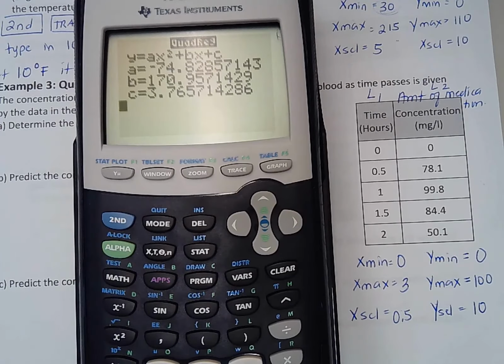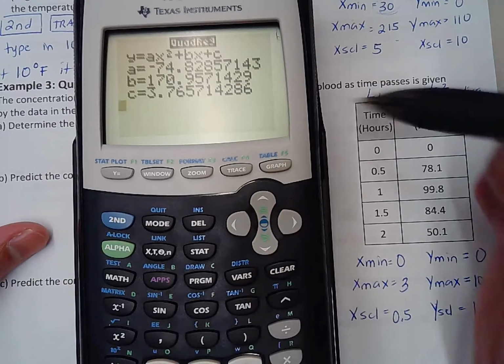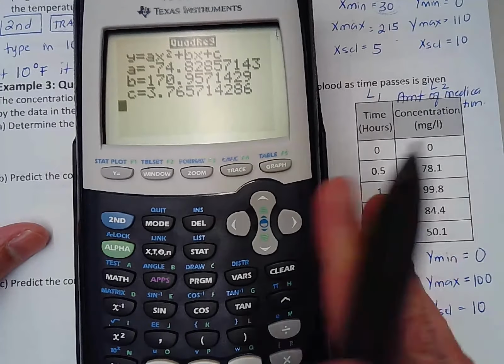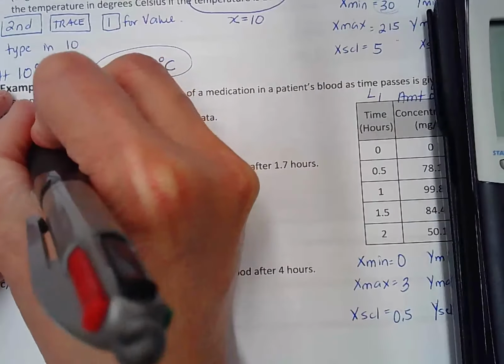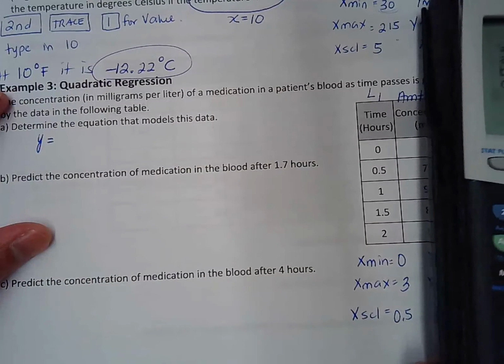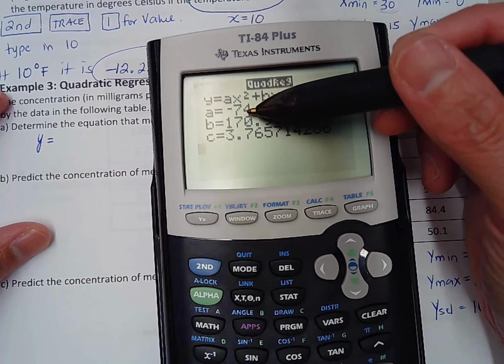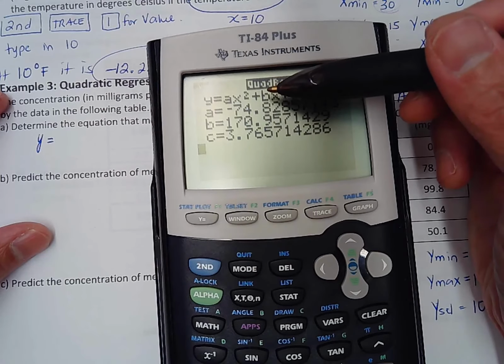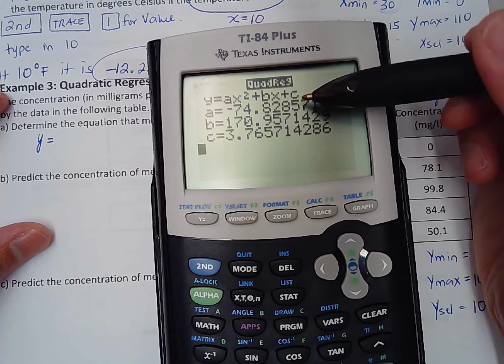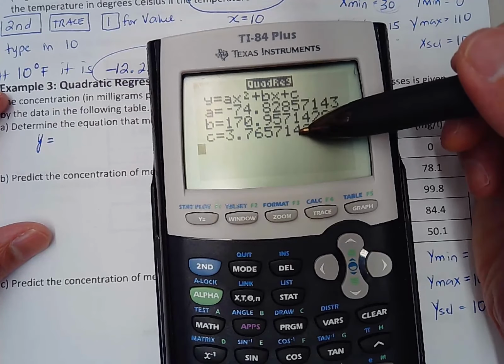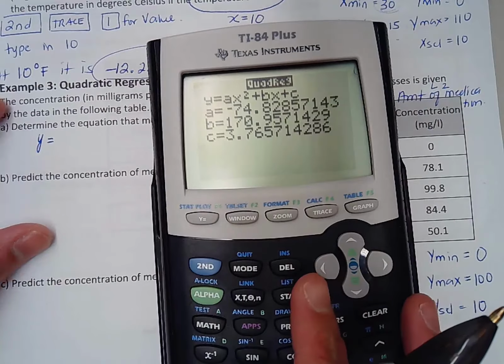Okay, so now this is a quadratic regression equation. Remember, we want to make it as an equation. So y equals... We're going to replace the a with the a value, replace the b with the b value, and then replace the c with the c value.